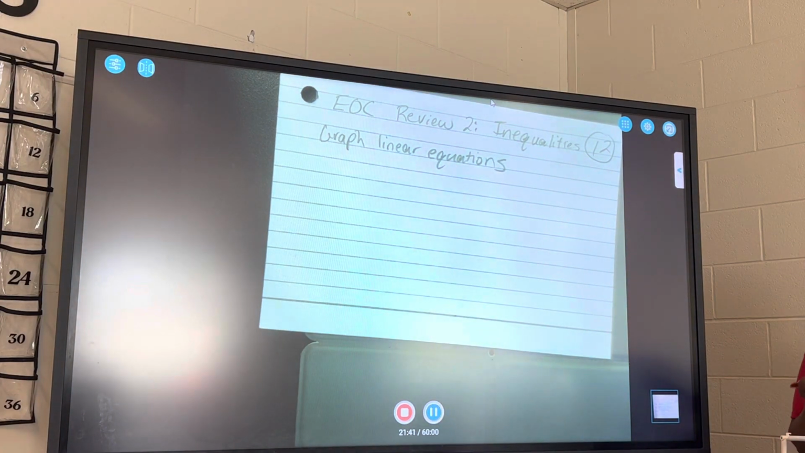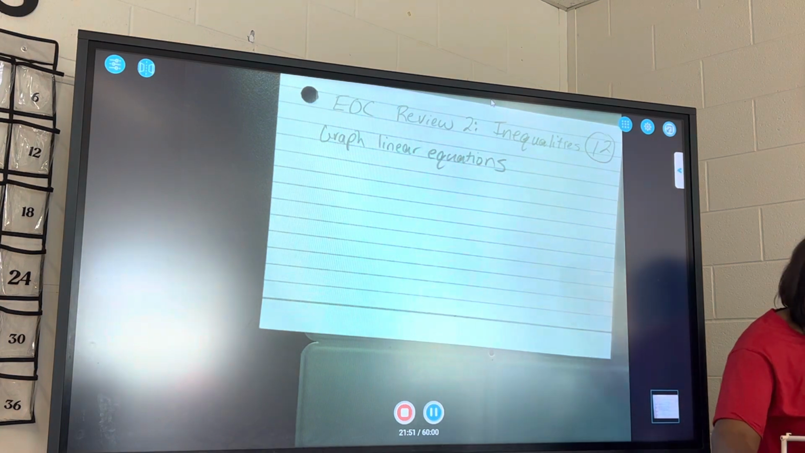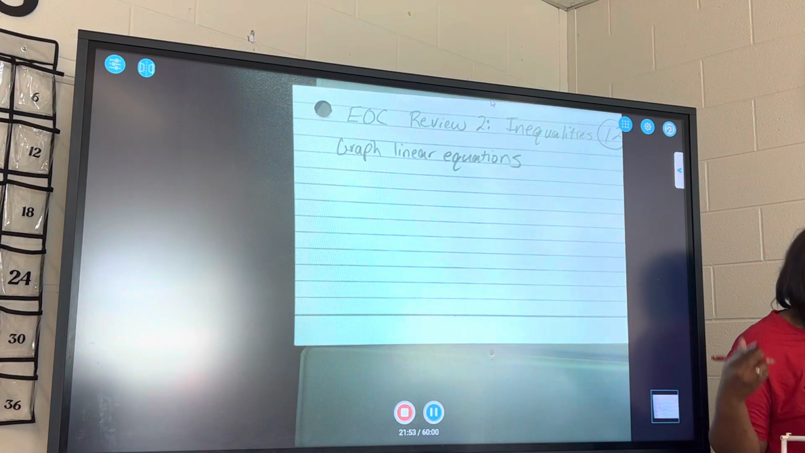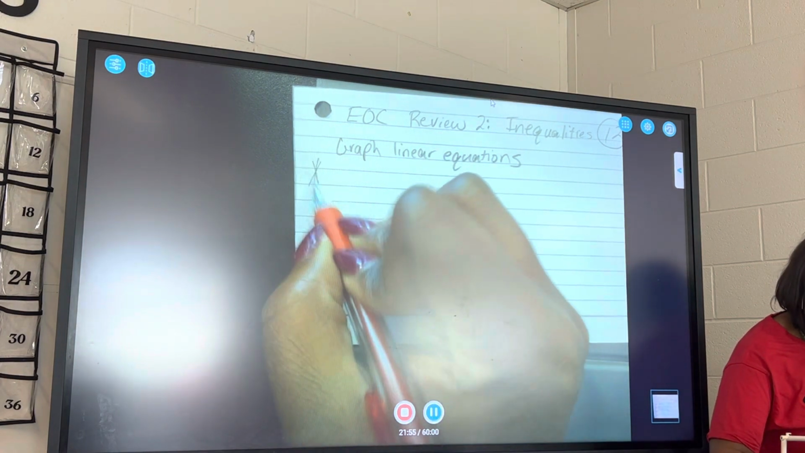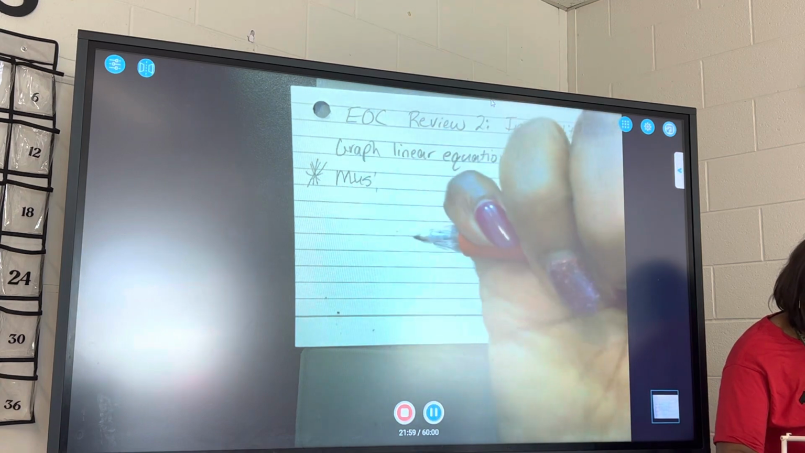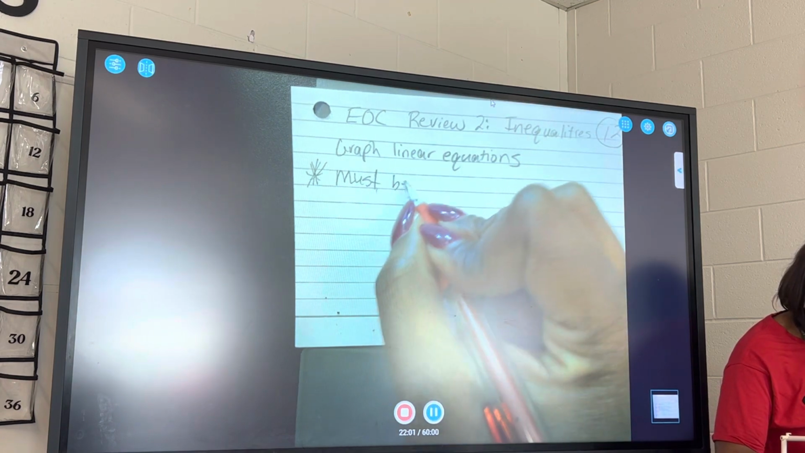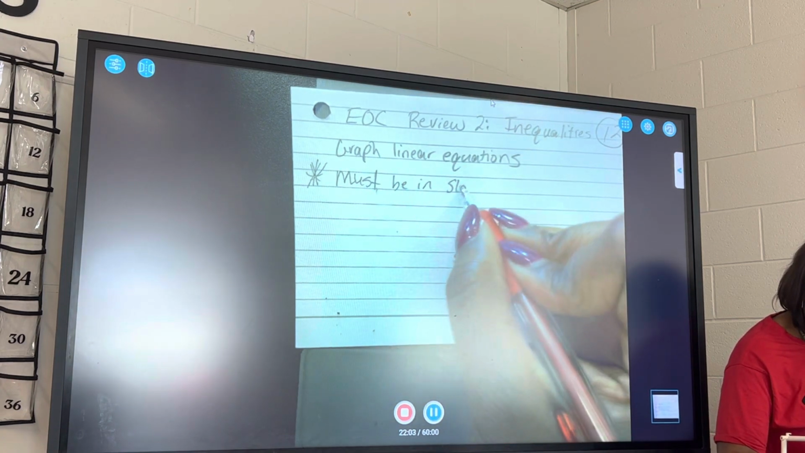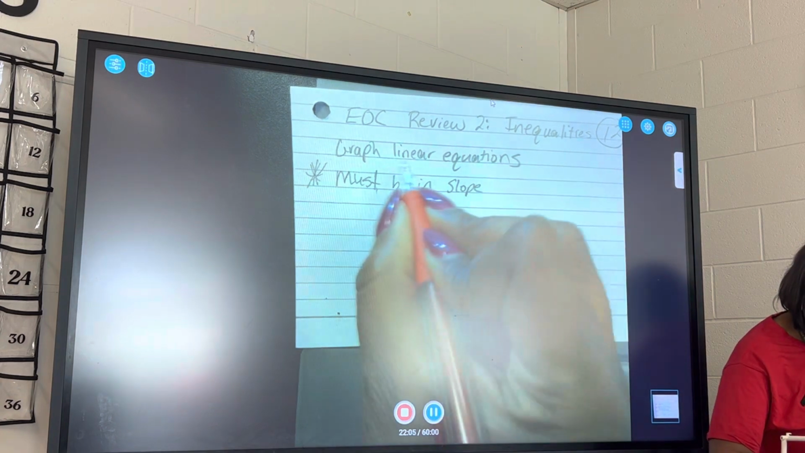Okay, this is kind of what we did today, so I'm just going to reiterate the steps and move on. When you're graphing a linear equation, the equation must be written in slope-intercept form. So you can't graph it if it's not in y equals mx plus b. So star, must be in slope-intercept form. And we're talking about straight lines.